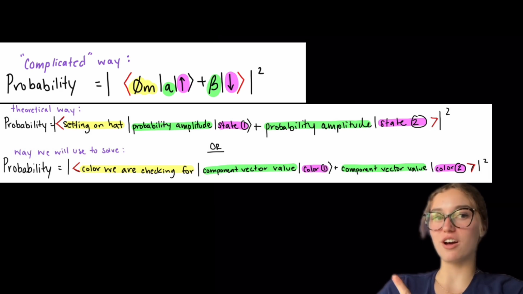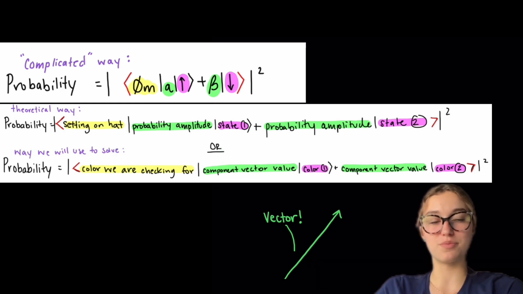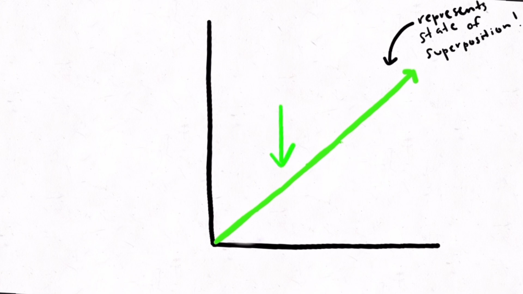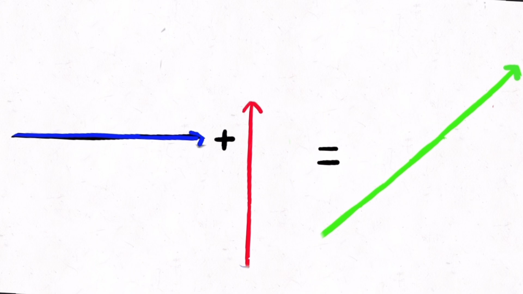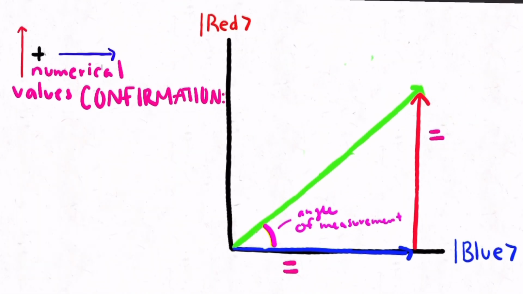Before we use them, we can draw a vector to find these complicated variables instead of using the probability amplitude. This vector represents the state of our superposition, and it must always have a magnitude of 1. We can use its red and blue vector components to write it as a sum. The value of these components depends on the angle of measurement and directly correlate to the probability amplitude. When they're a sum, we can put them in ket notation to use later.